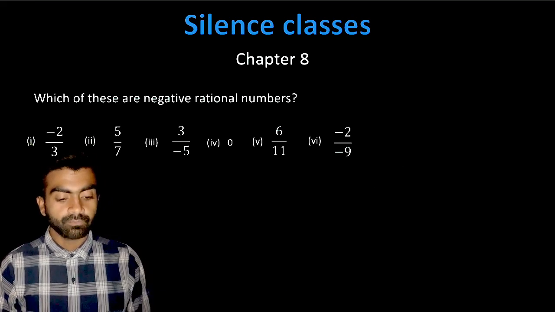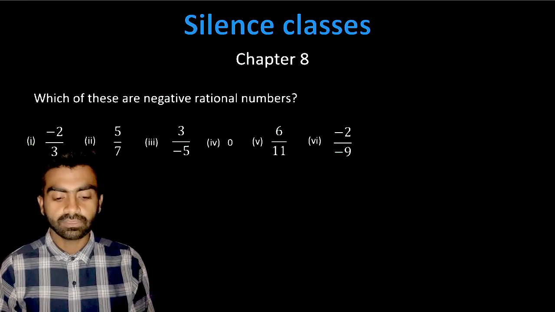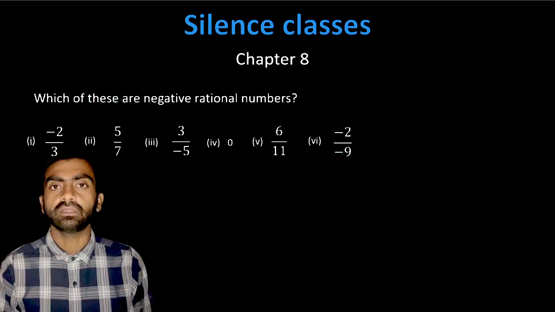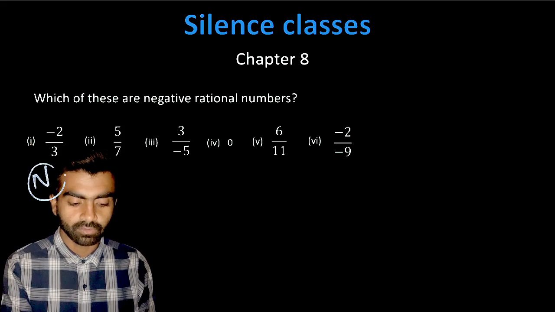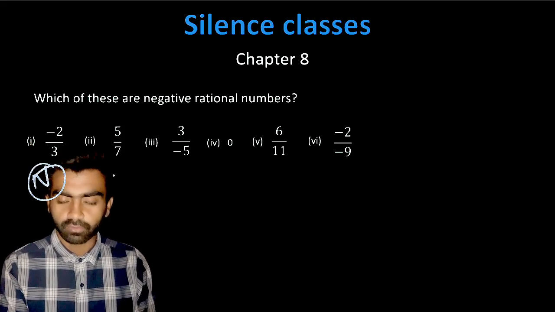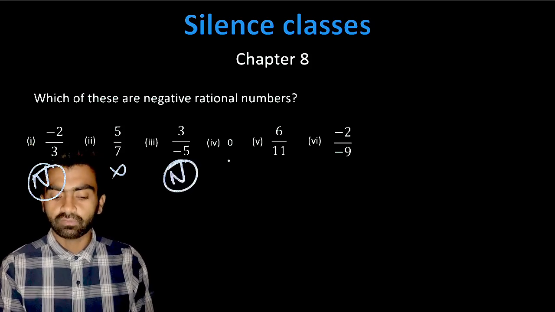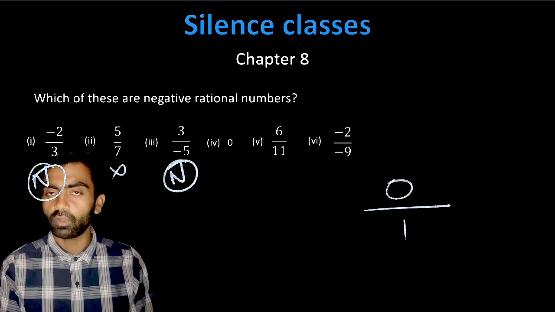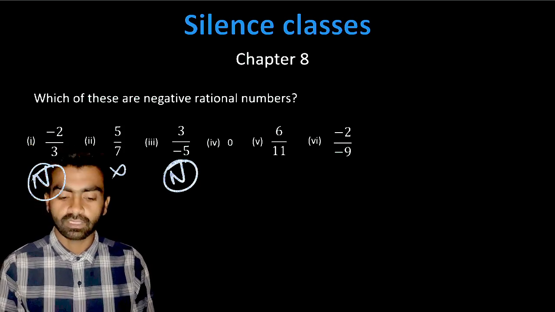Now, which of these are negative rational numbers? The rational numbers with the minus sign are the negative rational numbers. So we can say the first one is a negative rational number. The second one is positive, so we will say no, it is not. The third one, yes, it is a negative rational number. 0 is a rational number because we can write it as 0/1, but it is neither positive nor negative.